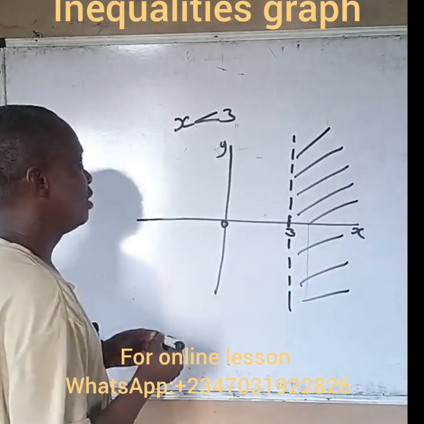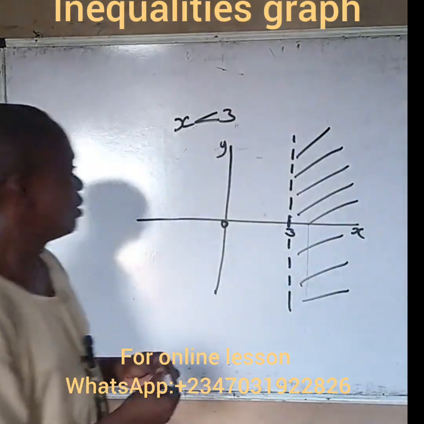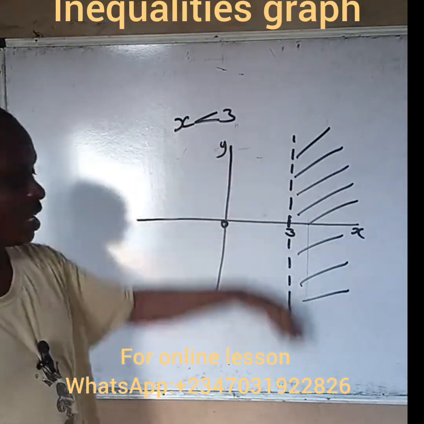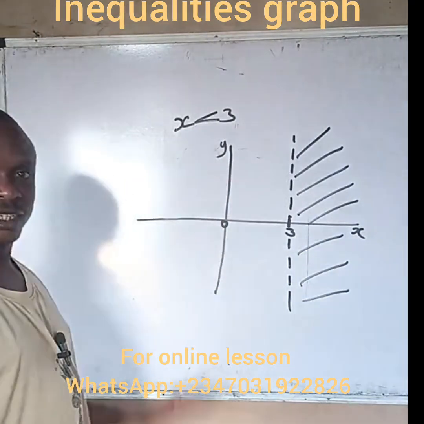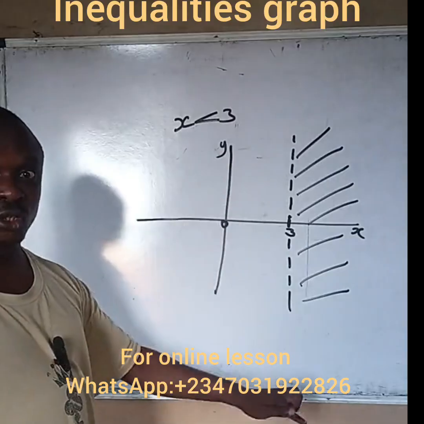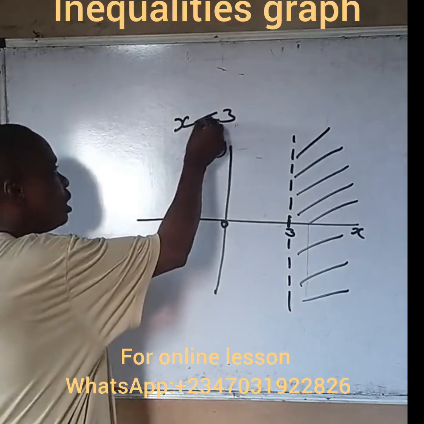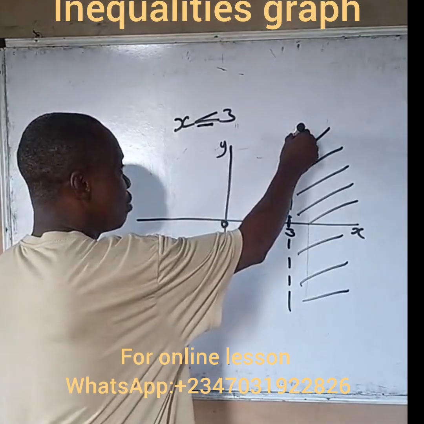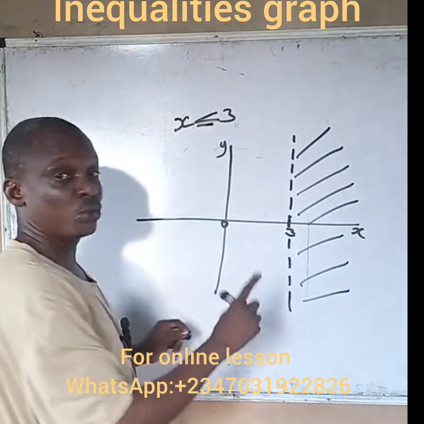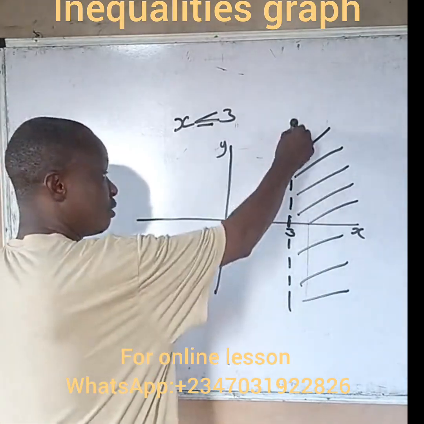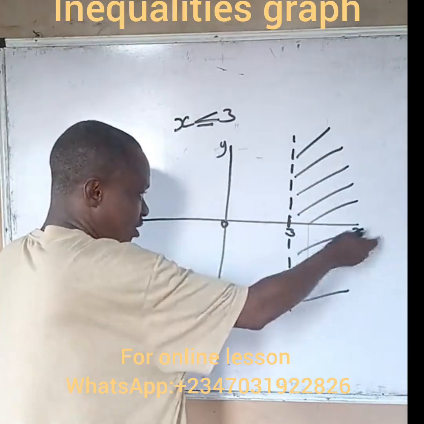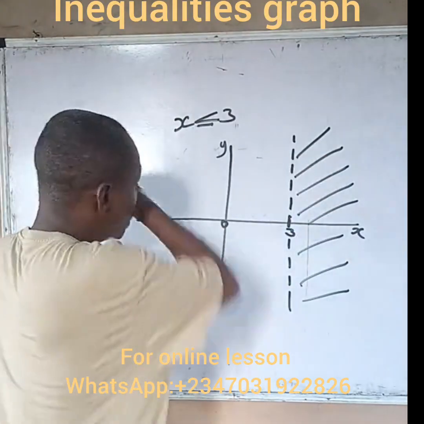So this is the graph of x less than 3, because you need this side. You say the unwanted region is shaded. But if they put or equal to here, then I would have drawn a full line, using my ruler, just as I did for x equal to 3. Draw the full line, then still shade here like this. All right.